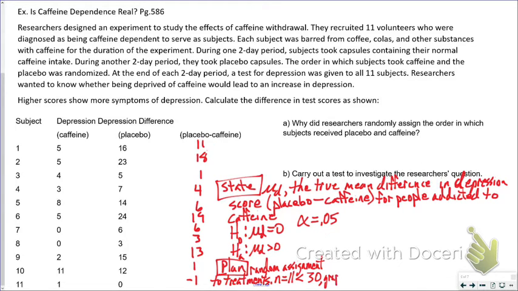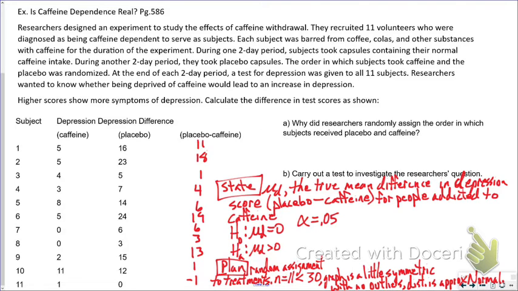Graph is a little symmetric, with no outliers. Distribution is approximately normal. I'm going to run out of room here. I did not give myself much room.